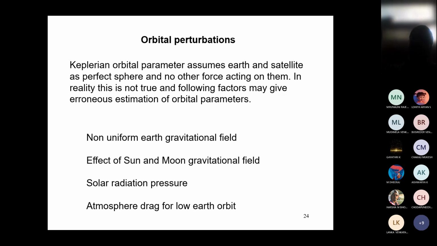Particularly the low Earth orbit satellites are moving at an altitude from the surface of the Earth of around 500 kilometers.